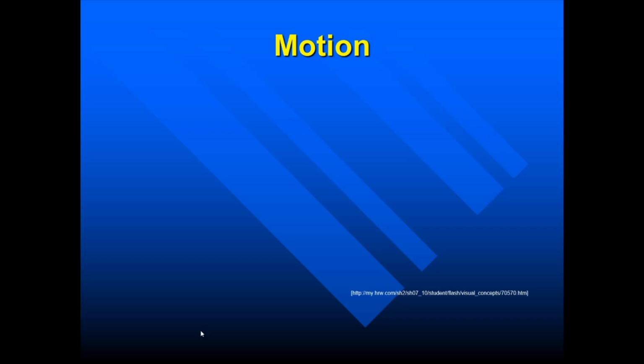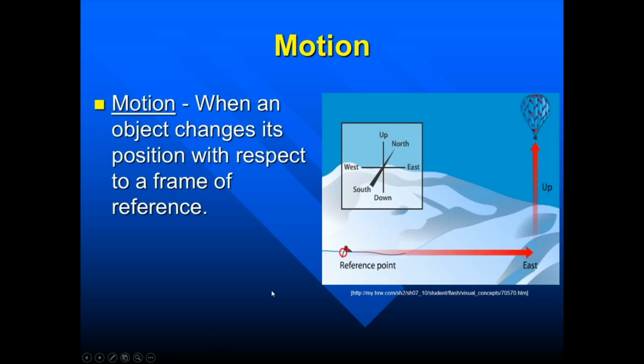So to begin, let's first discuss motion. What is motion? Motion is when an object changes its position with respect to a frame of reference. That's the part I really want to emphasize here: with respect to a frame of reference. What I mean is that we can only perceive motion if things are moving past us or a specific point. For instance, let's take the example in this picture.